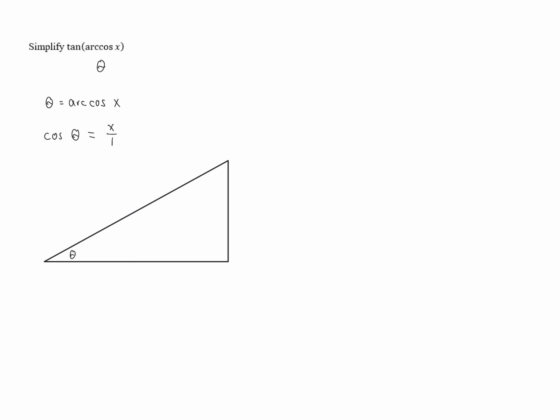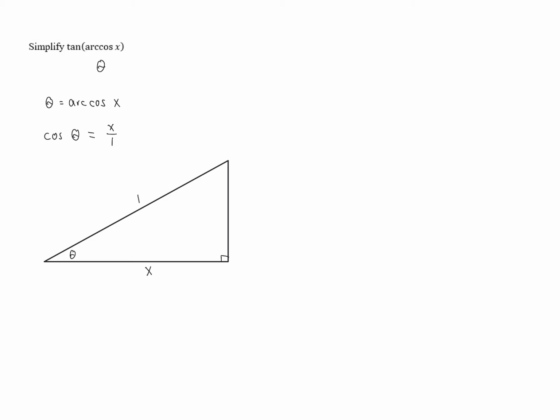So we've got this theta here is equal to arc cosine of x. And what that means is that cosine of theta is equal to x, or x over 1. And so what we need is a right triangle that satisfies this relationship. So here we've got our angle theta, and we know that cosine of theta, which is adjacent over hypotenuse, is x over 1. So we can put an x here and a 1 there.